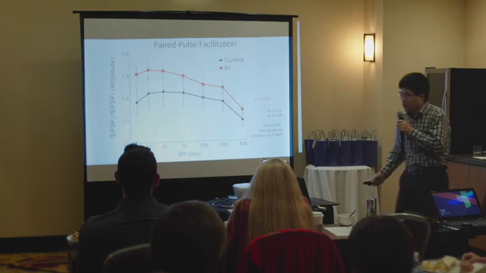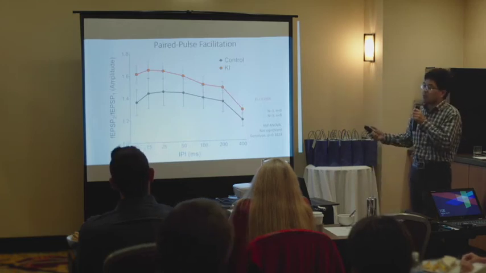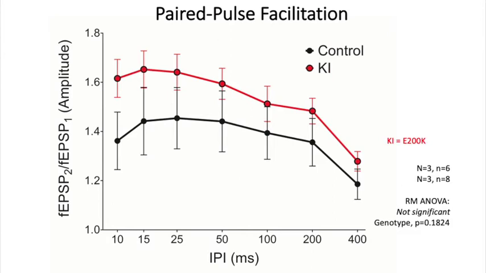Then we performed another experiment. We stimulate CA3 cells, giving two stimuli with different time intervals in between: 10 milliseconds, 15, 25, 50. This is called the paired-pulse ratio, PPF studies. Look at the wild-type neurons: it goes up and comes down. If there's no difference, these two curves should completely overlap. But here we see a trend of an increase of this curve for the E200K mice.